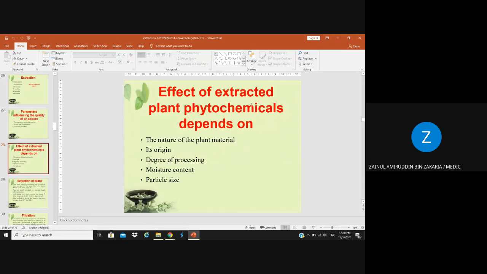And then the effect of extracted plant phytochemicals depends on something. Once you have extracted the plant, you get the crude extract. The effect of phytochemicals inside the extract depends on the nature of the plant material. What do we mean by this? Some plants tend to produce compound A, which is a high anti-diabetic agent, during winter time, not during the snowy, cold weather.